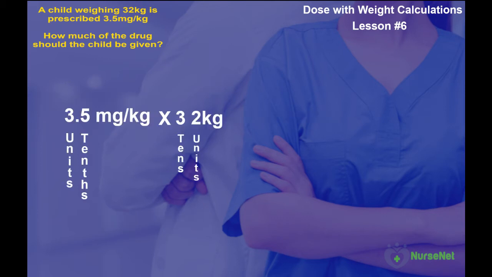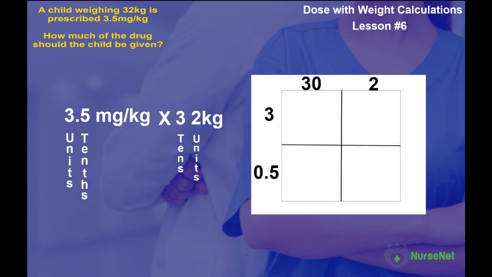Again, let's look at the place value of each number, where we have 3.5 milligrams with a 3 in the units column and a 0.5 in the tenths column. And for the weight, we have a 3 in the tens column and a 2 in the units column. So let's draw this out as a grid with weight along the top and dosage down the side. So let's multiply them together.